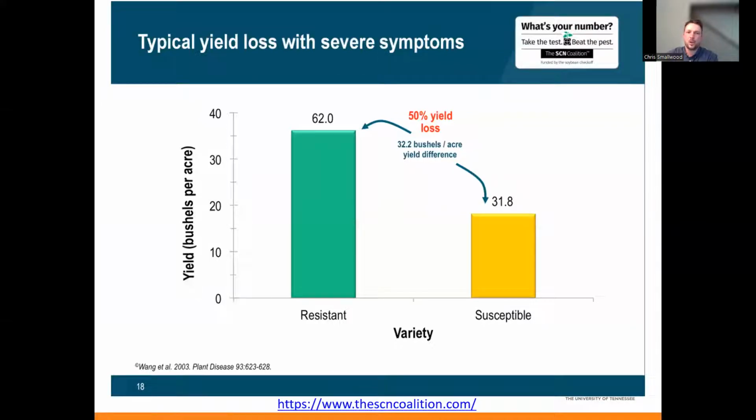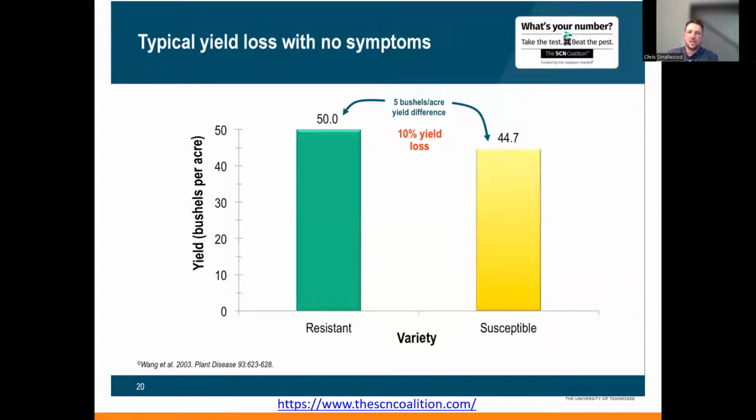So this shows the yield loss in a very heavily infested field with a resistant and susceptible variety. And in this case, 50% yield loss, dropping from 62 bushels per acre down to 31.8 bushels per acre. This is an example of yield loss in a field where no symptoms were observable, meaning that you wouldn't even know that your susceptible variety was infected with soybean cyst nematode, but it can often act as a hidden yield robber, and you would lose some percentage. In this example, 10%, so 5 bushels per acre.